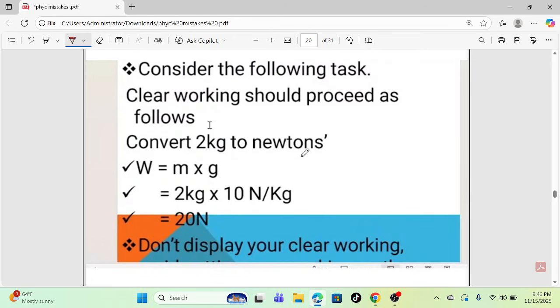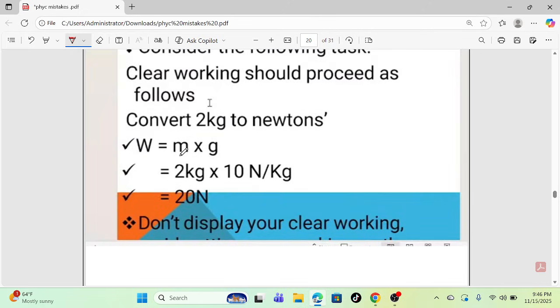Convert 2 kg to newtons. Tumekwambia 2 kg to newtons. So hii swali ndio nilikuwa naanza. So 2 kg to newtons ni weight is equals to mass times gravity. First mark. 2 kg times 10, 1 mark. Another mark. 3 marks total.